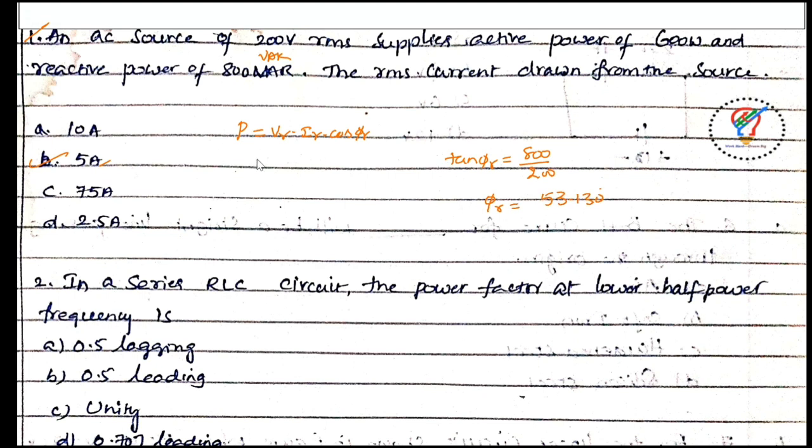Now substitute this phi here. So P is equal to Vrms into Irms into cos of 53.13, and Vrms you know is 200. P you know, it is 600. Now from this, 600 is equal to 200 into Irms into cos phi value. This value will be 0.6 here. So from this, the Irms value is going to be 5 amperes. So the answer will be 5 amperes here.